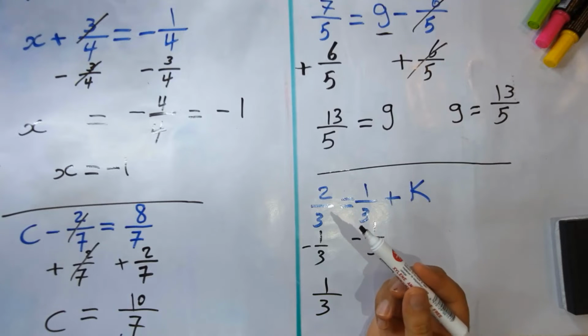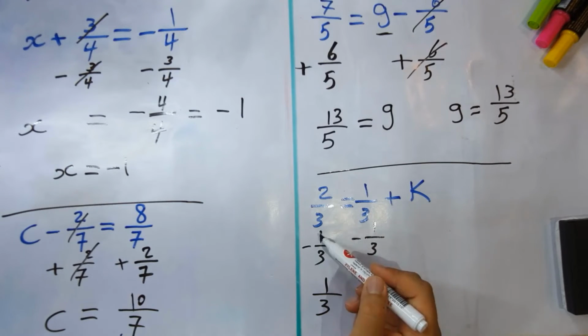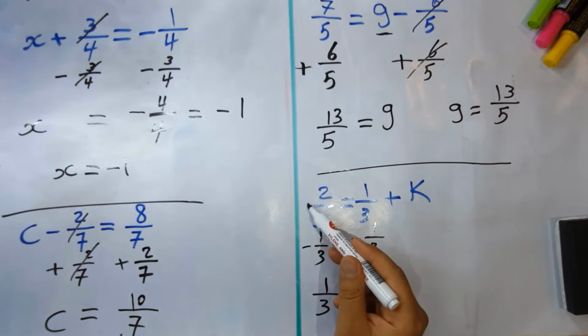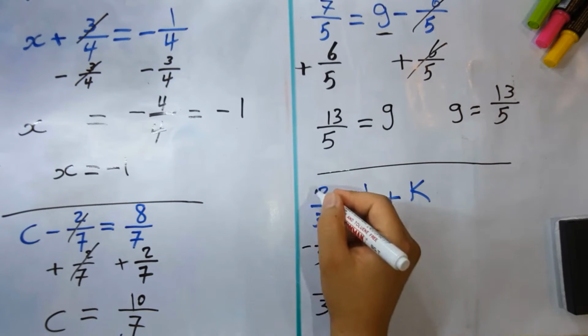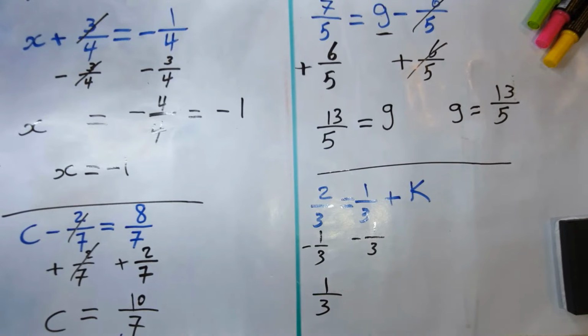And put the greater sign. Whose number is greater, 2 or 1? 2. Then is its sign positive or negative? Positive. Then the answer will be positive, like the bigger number. Okay? But we don't write positive.